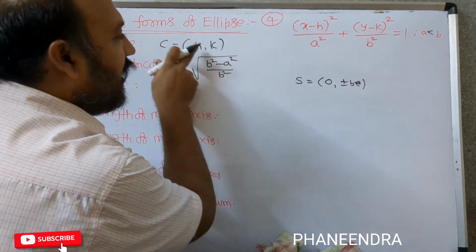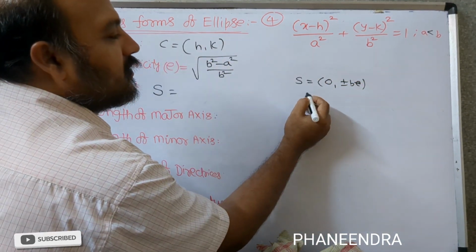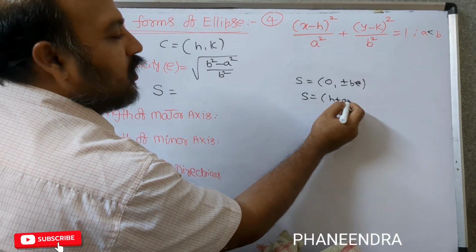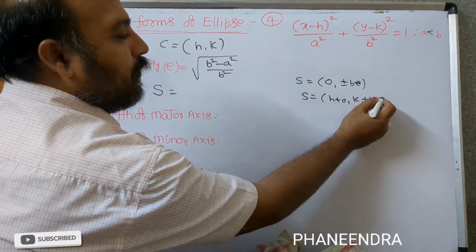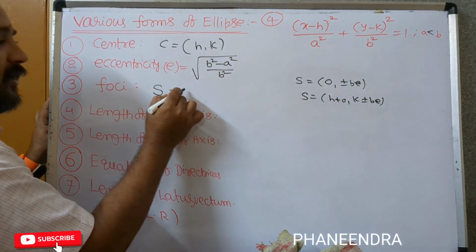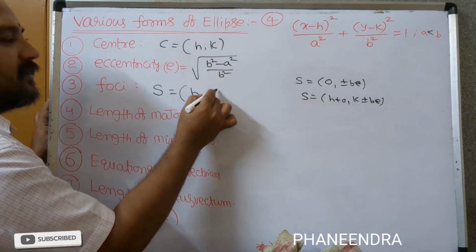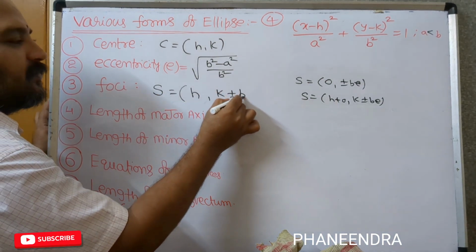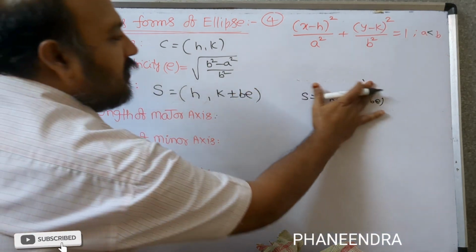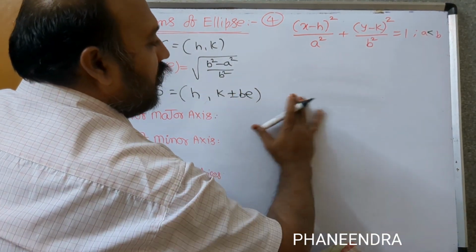So for that, what are we adding? h comma k we are adding. So it comes h plus 0 comma k plus or minus be. That's what we are getting here: h comma k plus or minus be. Coordinates of foci.